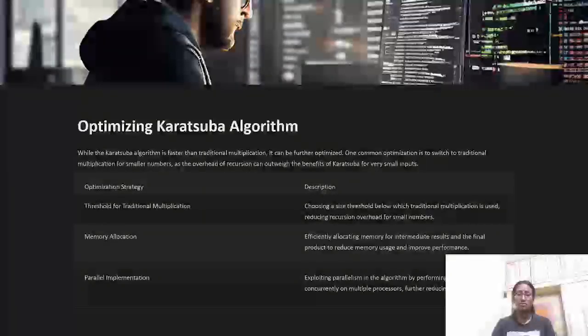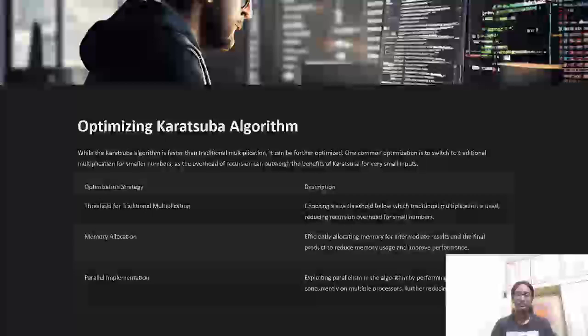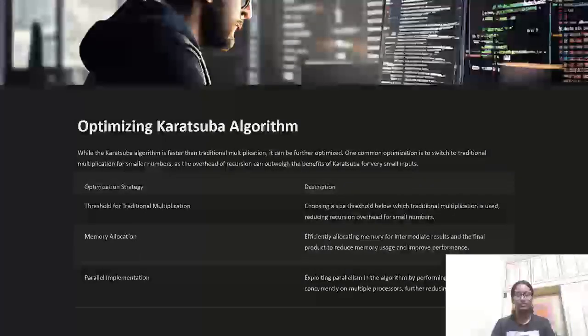Optimization strategy 2. Memory allocation. Description: efficiently allocating memory for intermediate results and the final product to reduce memory usage and improve performance. Optimization strategy 3: parallel implementation. Description: exploiting parallelism in the algorithm by performing multiplications concurrently on multiple processors, further reducing execution time.